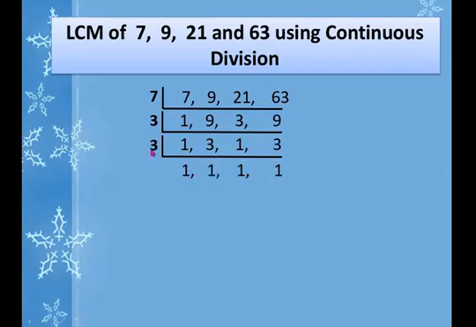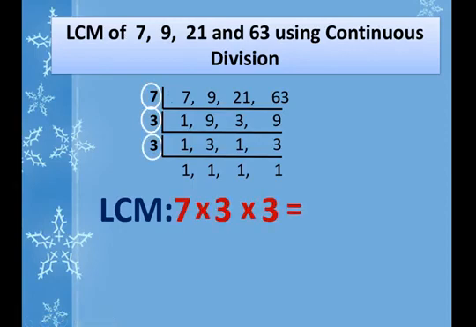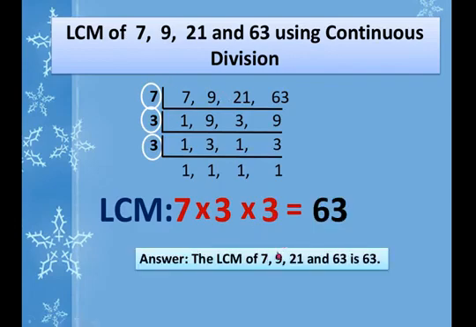1 divided by 3 cannot be, so write again 1. 3 divided by 3 is 1. 1 divided by 3 is 1. And 3 divided by 3 is 1. So the answers are all 1. So let's just stop there and multiply all the numbers outside to get the LCM. So that's 7 times 3 times 3 equals 63. So the LCM of 7, 9, 21, and 63 is 63.